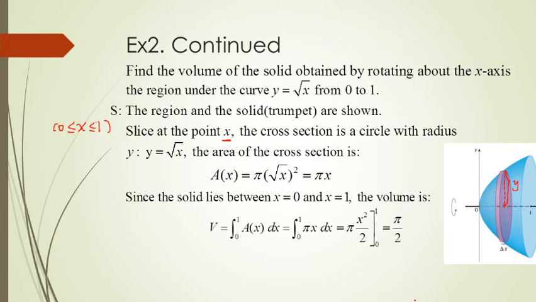So the volume of this solid, how did we obtain this solid? Rotating about the x-axis, in this way. We marked it here. If rotating about the y-axis, we will mark it here, next to the y-axis. So that is example 2. Any questions so far?